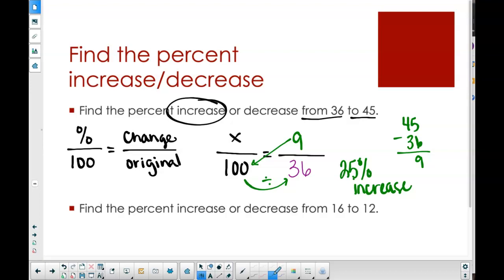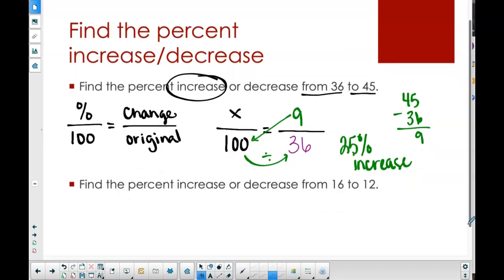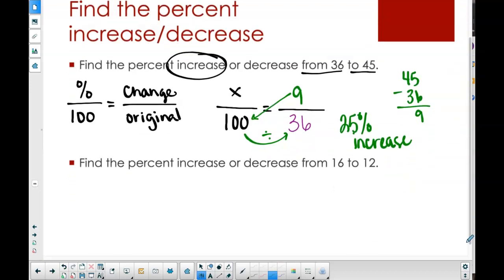Okay, so try the next one. Find the percent increase or decrease from 16 to 12. Is it an increase or a decrease? Decrease, right? It's going down. So this time it's a decrease. So we're going to do percent over 100. I'm going to put C over O, change over original. You try to set up that problem and solve it.